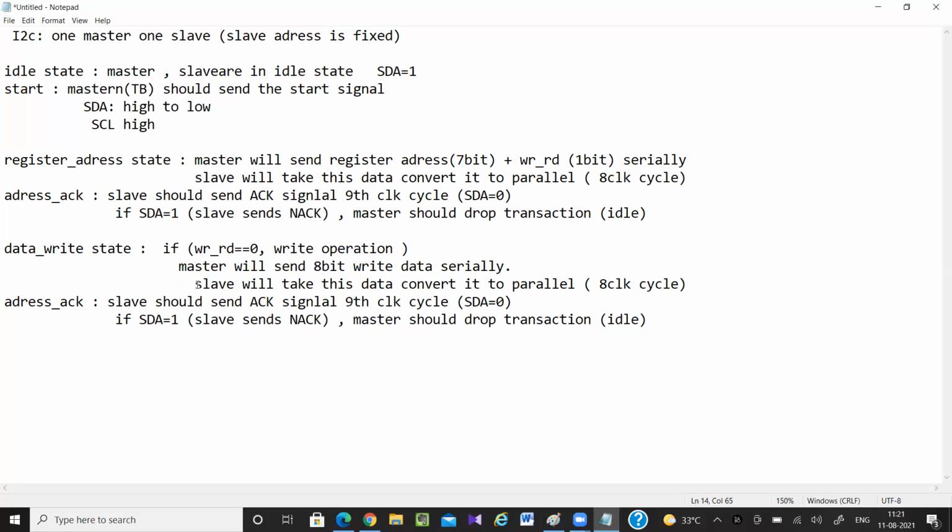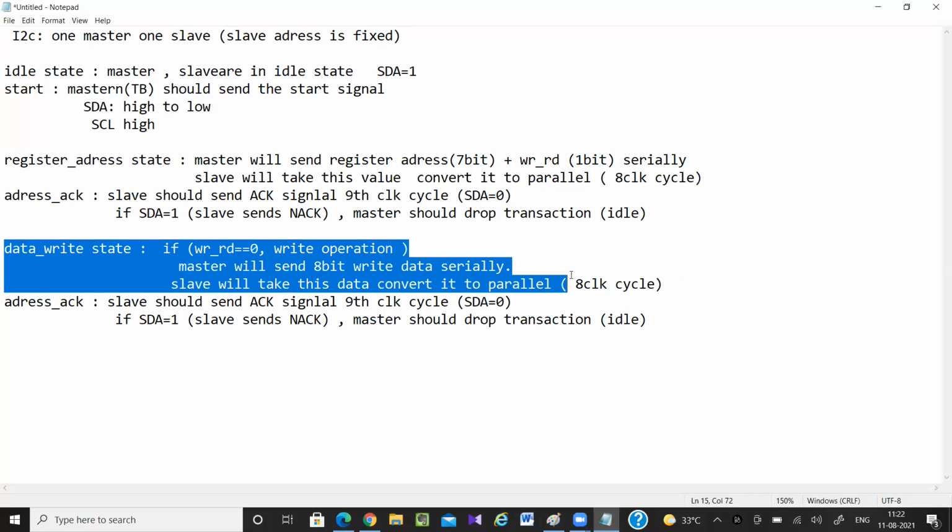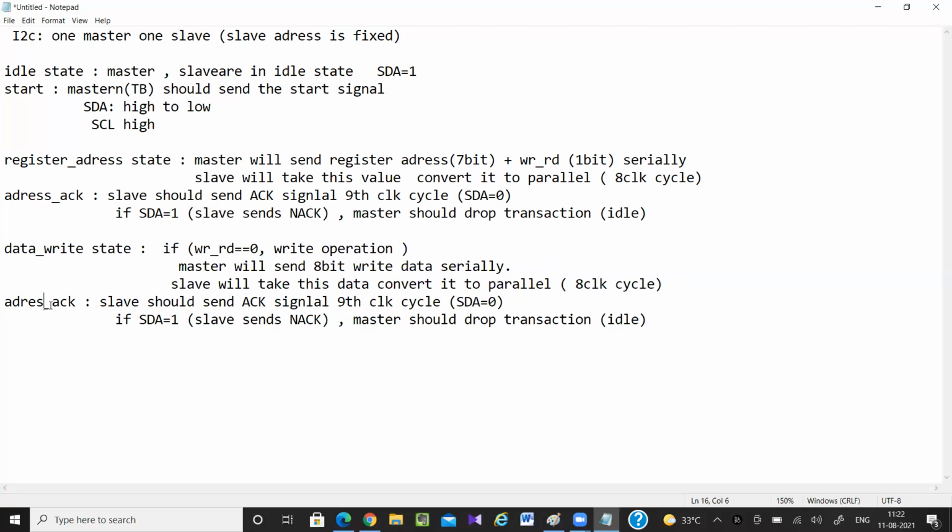The slave will take this data and convert it to parallel. Whatever is happening here, the same thing is happening here. Whenever master is sending data, master sends it serially and slave converts serial to parallel. In the 9th clock cycle, it is the write acknowledgement, which should be from slave to master.